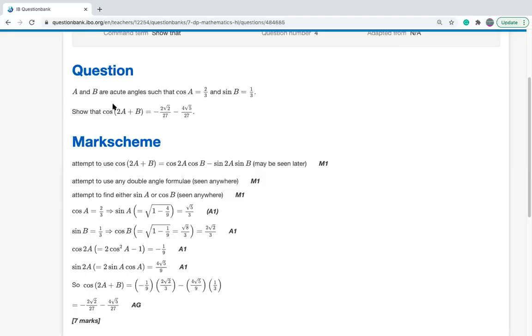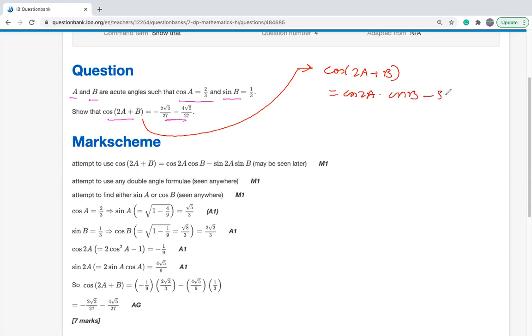Here we have two acute angles, A and B, where the cos ratio for A is 2/3 and the sine ratio for B is 1/3. You have to find this value and show that it comes to this particular answer. First, I'm going to show the need for the double and compound angle. If I expand cos(2A plus B), it is going to be cos 2A cos B minus sine 2A times sine B.